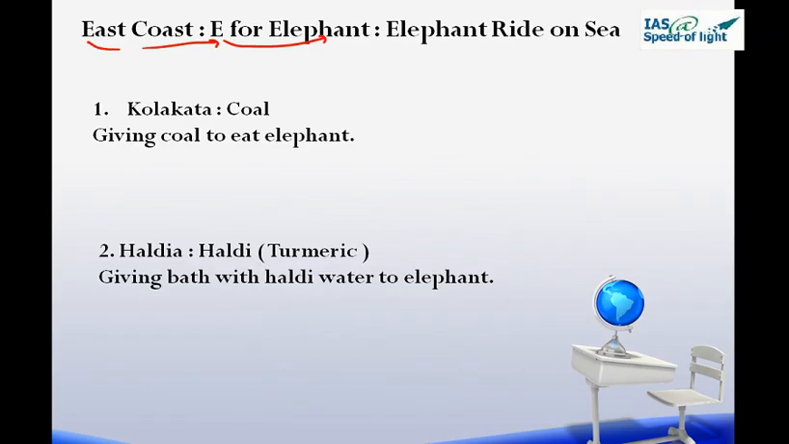Right. Now the second is after eating coal, now the elephant will take a bath. That's a special elephant. So first eating coal and second a special bath of haldi water. Haldi is a Hindi word for turmeric. So turmeric or haldi water. Our next port becomes Haldia. Haldia port in West Bengal itself. So Kolkata coal, you are giving coal to the elephant. E is for elephant and E is also for the eastern coast.